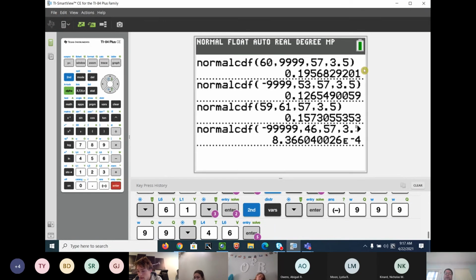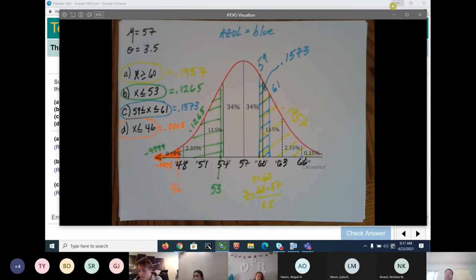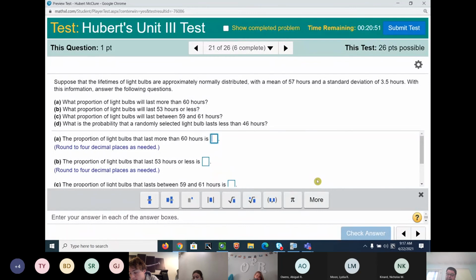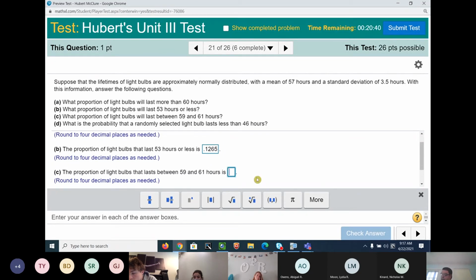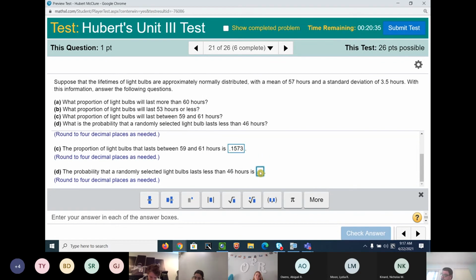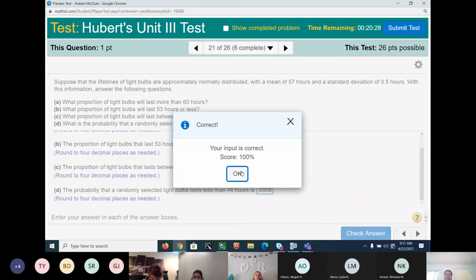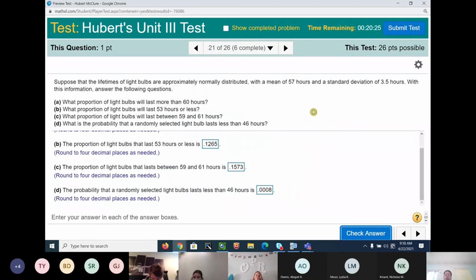So let's type in our 4 answers and let's see if we did good. The first one is 0.1957. The second one is 0.1265. The third one is 0.1573. And the fourth one is 0.0008. It's a miracle. And let's see what else is next.